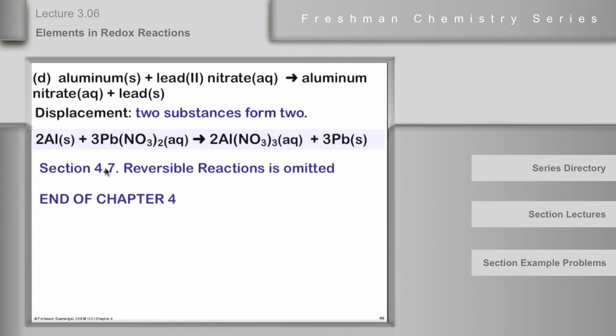Okay, I remind you that section 4.7 on reversible reactions is not going to be covered in our course. That will be put off until Chem 2. And that'll be the end of chapter 4.